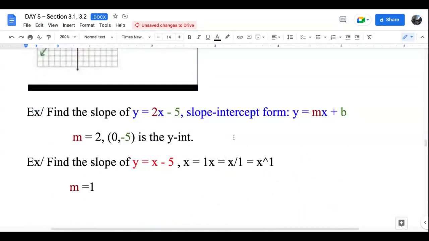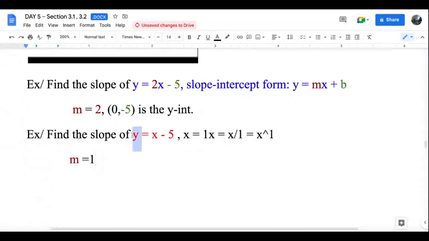Let's see this example. We have a linear equation, y equals 2x minus 5. We call this slope-intercept form. The slope is the number before x, which is 2. So m equals 2 here. And the y-intercept is 0, comma, negative 5. The first value, the x value, is always 0 for the y-intercept. So 0, negative 5 is the y-intercept.